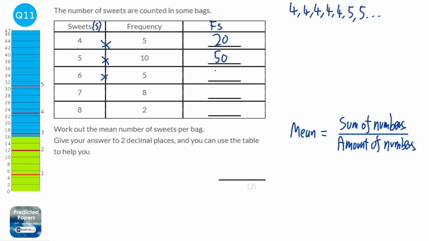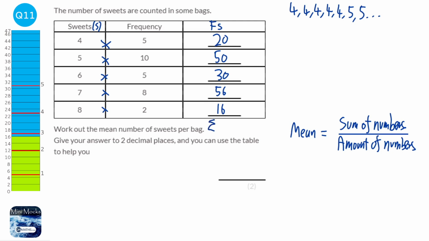5 lots of 6, which is 30. 8 lots of 7, which is 56. And then 2 lots of 8, which is 16. Now altogether, what do they add up to? Well, we know these add up to 20, these add up to 50, these add up to 30, etc. But altogether, they're going to add up to whatever this column adds up to.